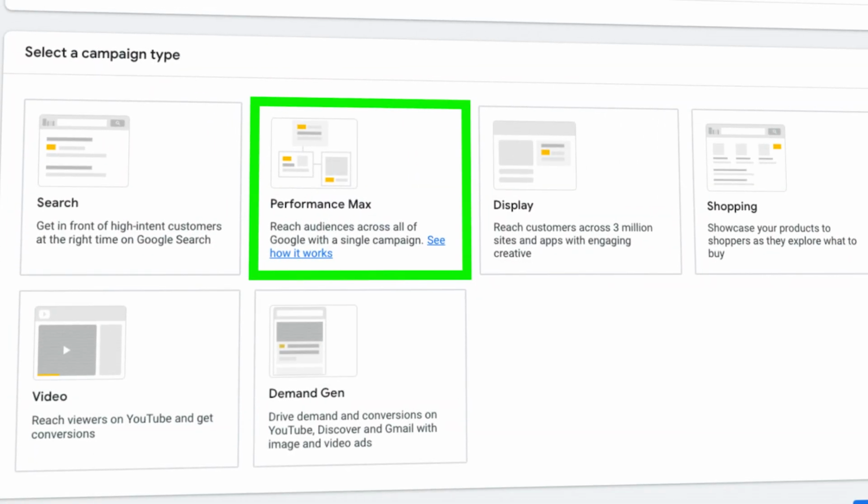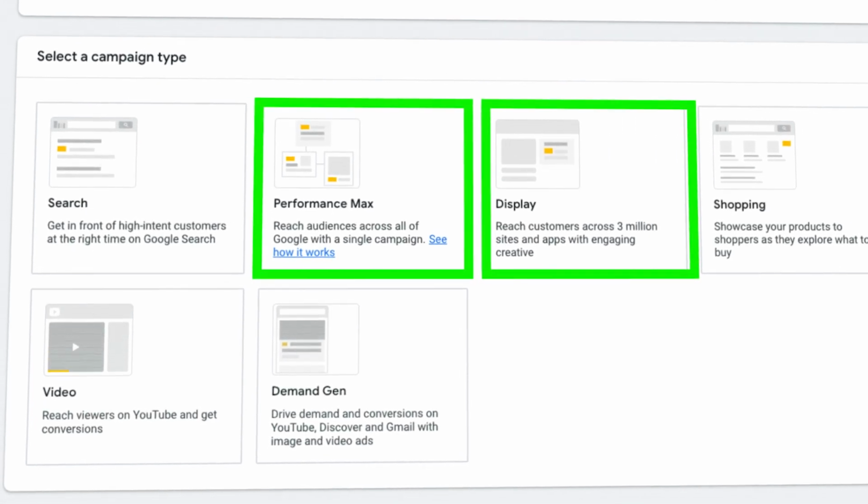But if you're not at that level yet, if your goal is not brand awareness only, you want to stick to display and the Performance Max campaign asset section. Those are much better approaches than just a demand gen campaign.